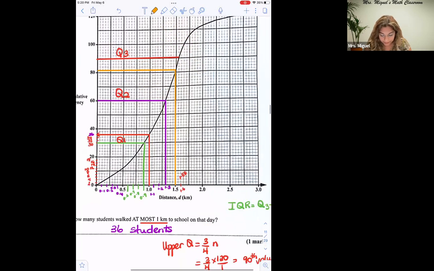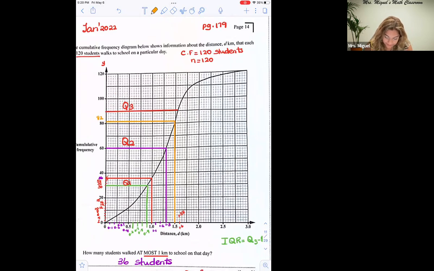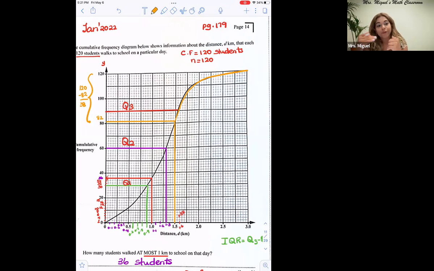So let's look at it. It is the next block after 80. So this is 82. So it means that this number of students here walked for more than 1.5. This is the curve. So the number of students is the difference between 120 and 82. Work out that for me. 120 minus 82. 38.